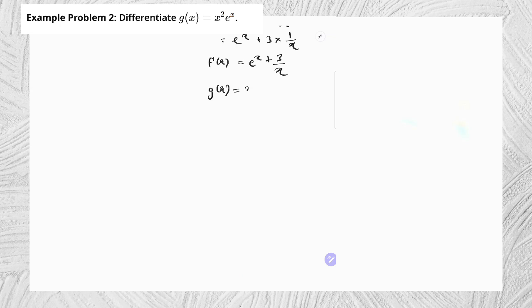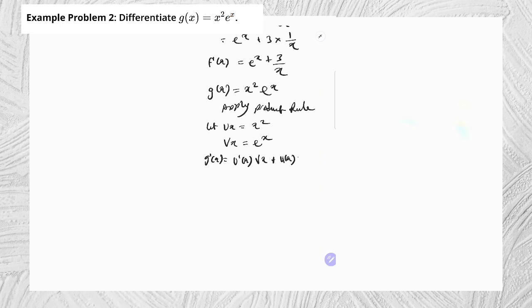So for this question, we are asked to differentiate g of x equals x squared times e raised to power x. Now this is the product of two functions, so we can apply the product rule. Let u of x equal x squared and let v of x equal e raised to power x. Now, the product rule formula we're going to use is u differentiated times v of x plus u of x times v of x differentiated.